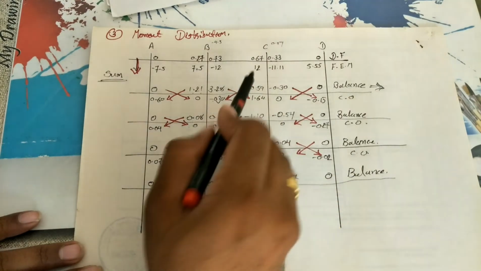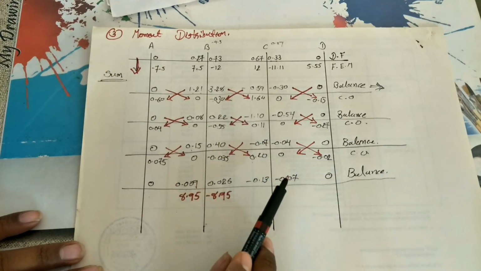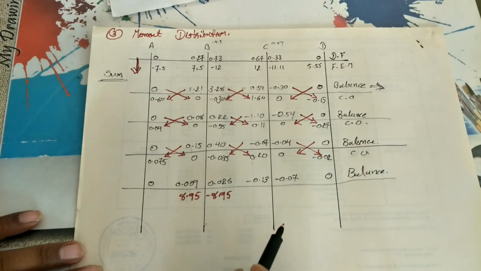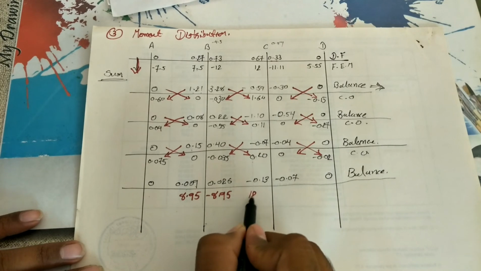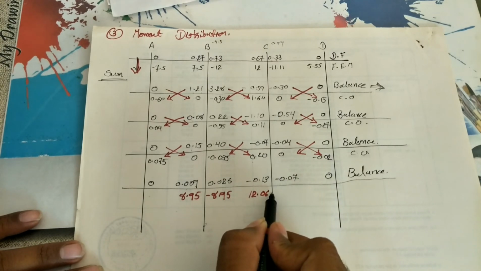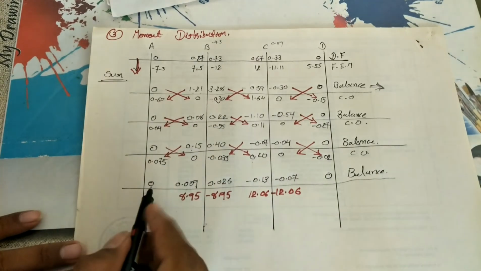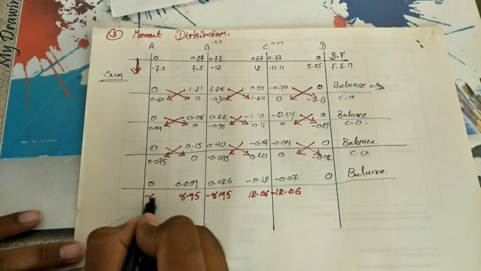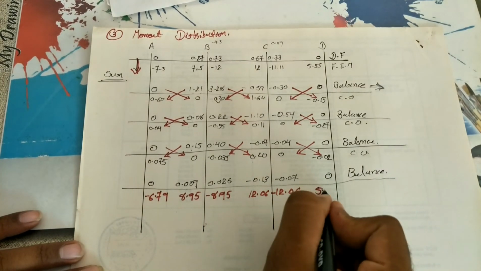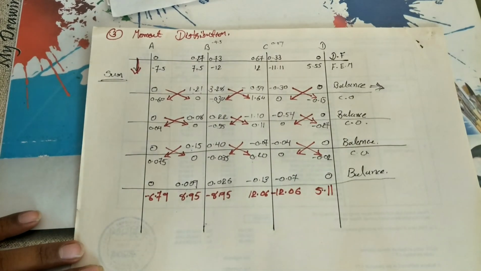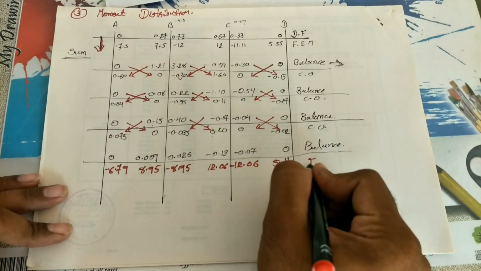Same for this case. At joint C, 12 minus 0.59 plus 1.64 minus 1.10 up to minus 0.13, you are getting 12.06 and this is minus 12.06. So you are getting minus 6.79 at the A support moment and 5.11 at the D support. This is your final moment.